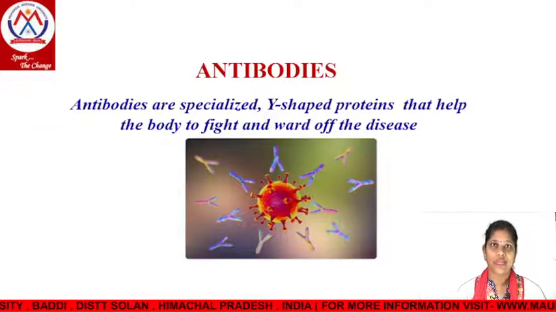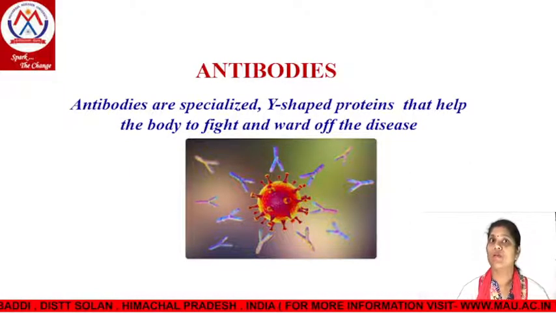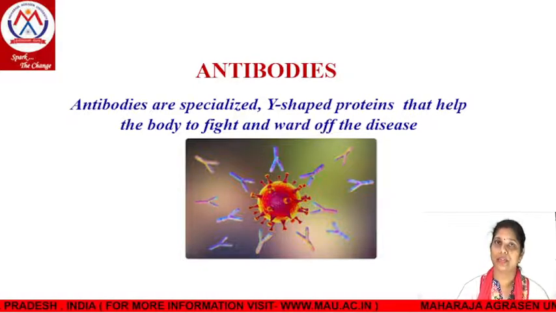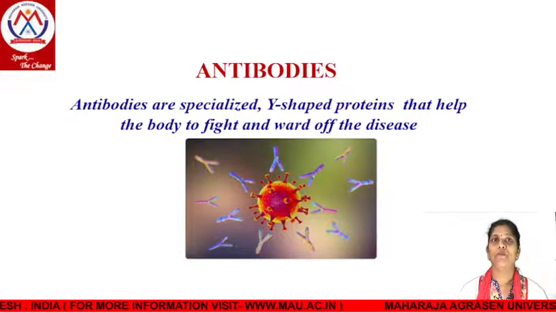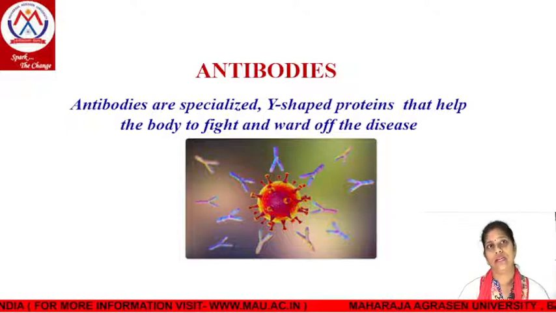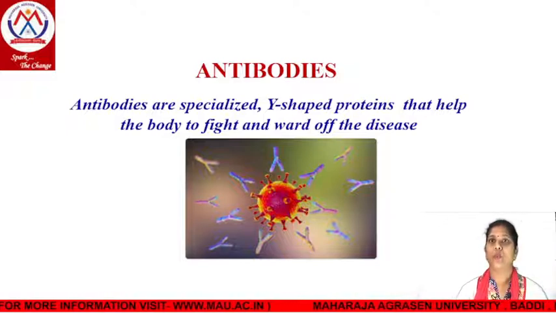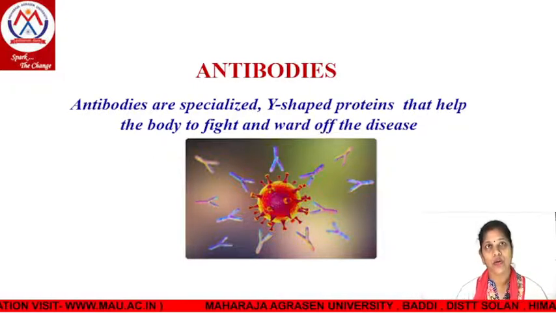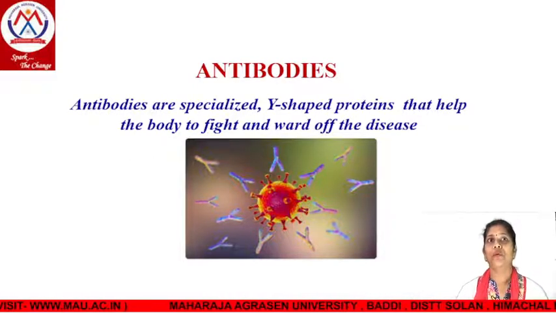Now, we have discussed the antigens. Now, let us move to the antibodies. What are the antibodies? If you remember the first image, you can find that the superhero was the antibodies. So, these superheroes are present in our own body. The antibodies, as per definition, are the specialized Y-shaped proteins that help the body to fight and ward off the disease. Means the antibodies are the ones which help us to fight against the antigen, the molecules which are entering your body or which are getting generated inside your own body and which are harmful for you. The antibodies help us to fight with them.